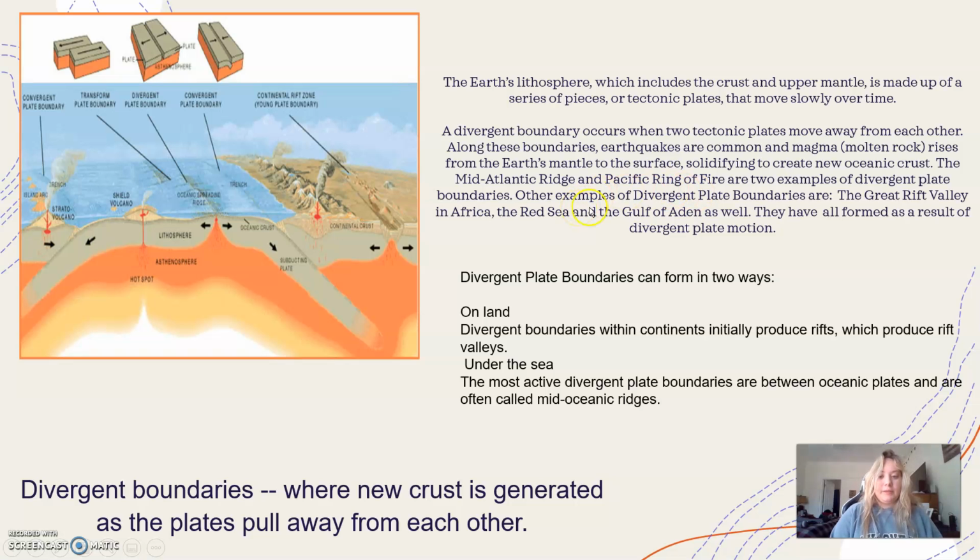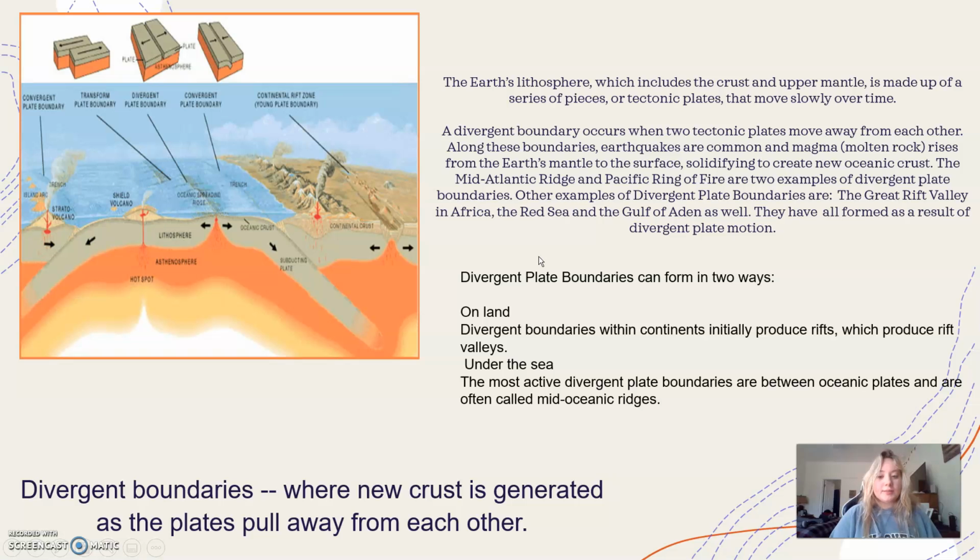Other examples of divergent plate boundaries are the Great Rift Valley in Africa and the Red Sea and the Gulf of Aden as well. They have all formed as a result of divergent plate motion.